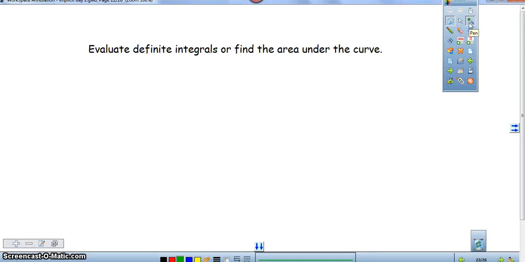Okay, what we're going to look at now is how to evaluate definite integrals or find the area under the curve using those same 6 basic integration techniques that we've been using. You integrate the same, it's just now you have a definite integral. So this is nice.